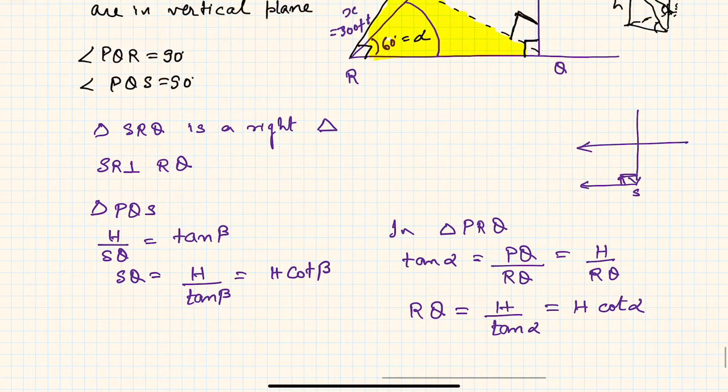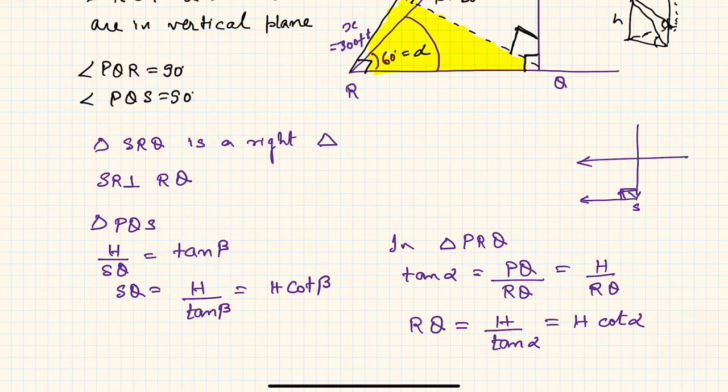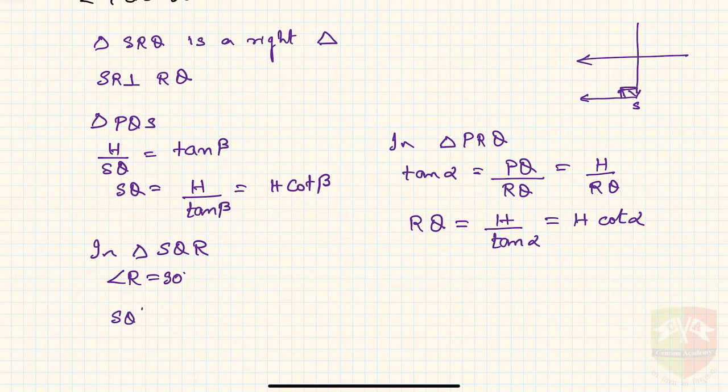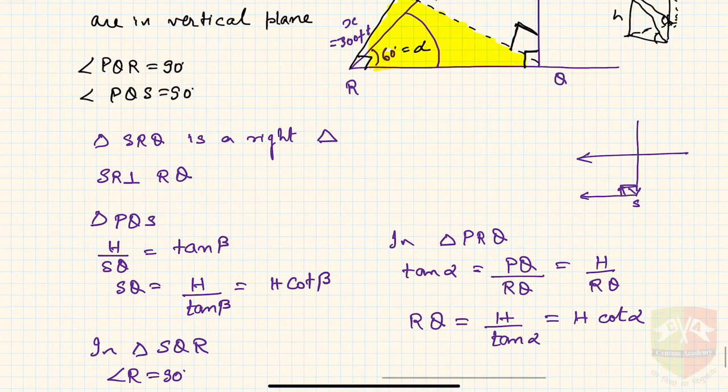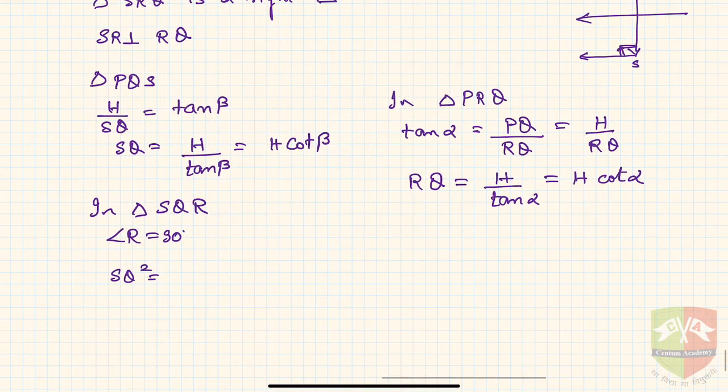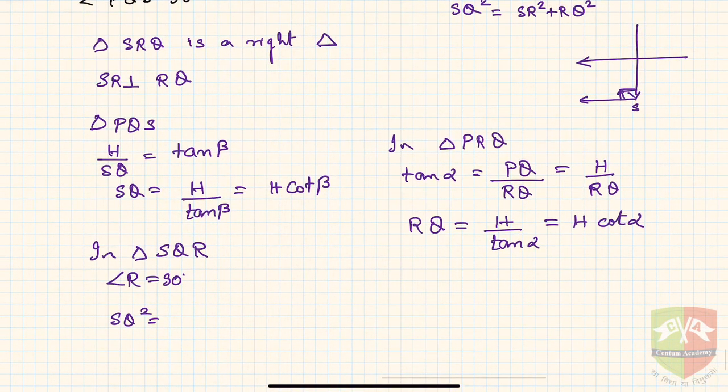Now in the triangle SQR, what do I know? Angle R is 90 degrees, isn't it? Yes. Then what can I say? SQ square, that is the hypotenuse square. So please take care of this. SQ square is equal to SR square plus RQ square. Right? Why? Because this angle R is 90 degrees. So SQ square is equal to SR square plus RQ square.